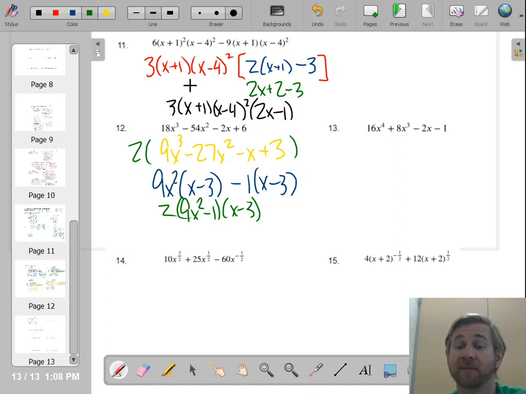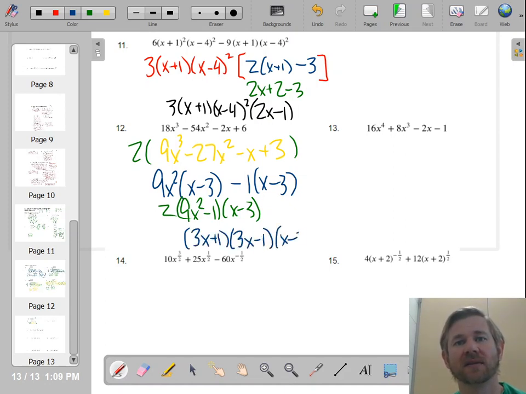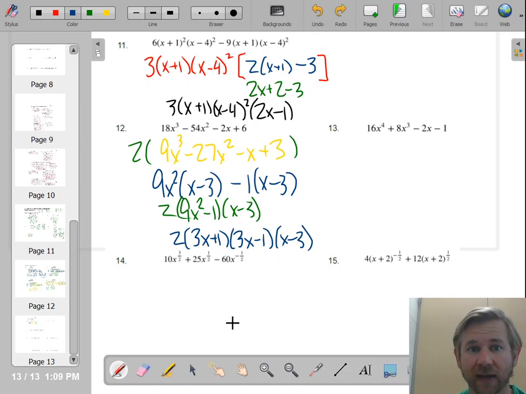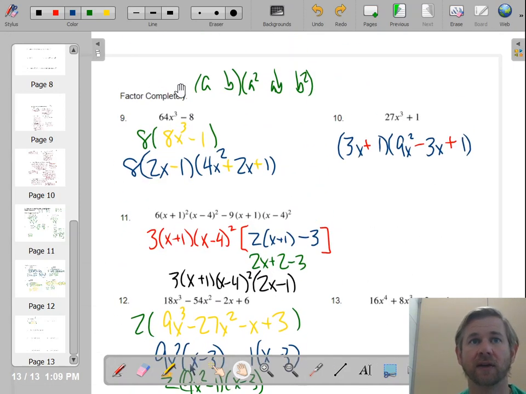And you're like, oh, I did it, I'm great. Maybe. You do need to look. Are either of those factorable? This guy, those are both perfect squares. I'm subtracting. That's difference of squares. This is 3x plus 1, 3x minus 1. I have an x minus 3 and a 2 still, but now it's completely factored. If you don't factor this, you are not completely factored, and the directions say factor completely.